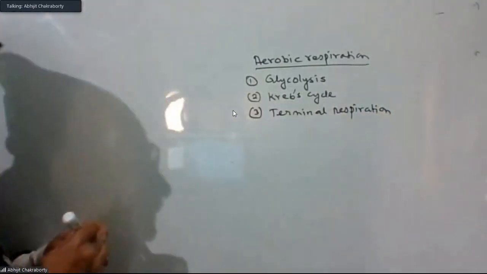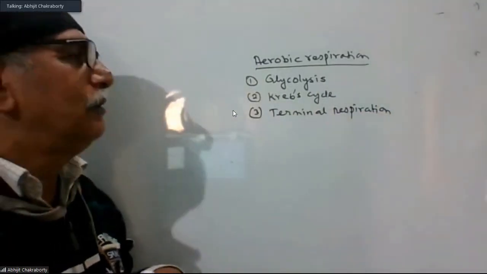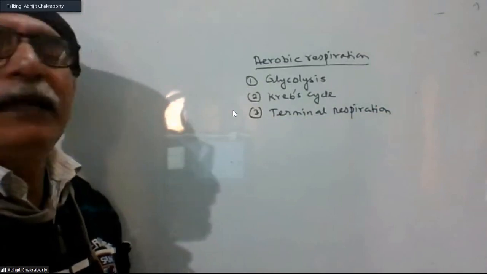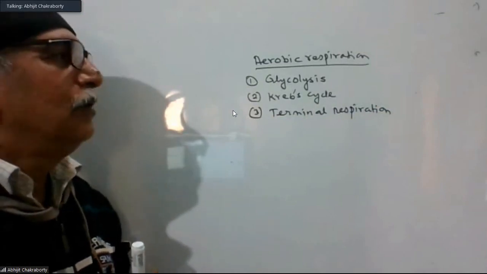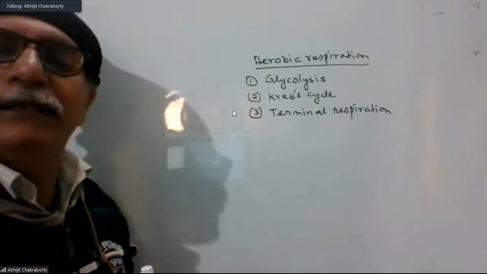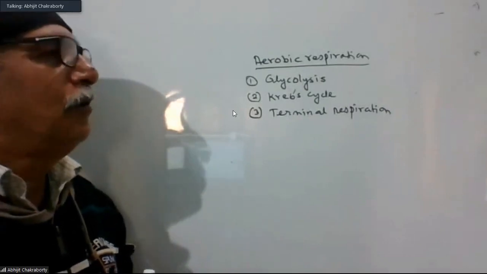Glycolysis, Krebs cycle, and terminal respiration. These are the three phases. Also, there is an intermediate phase between glycolysis and Krebs cycle. So, in my next class, I have to start with glycolysis. Okay. So, this is all for today.